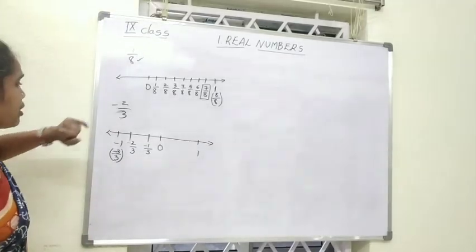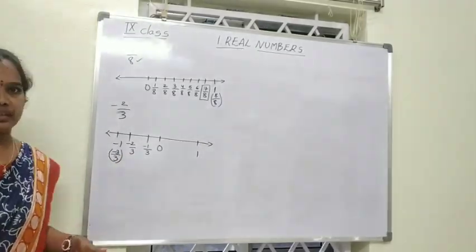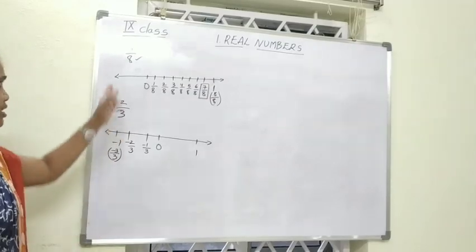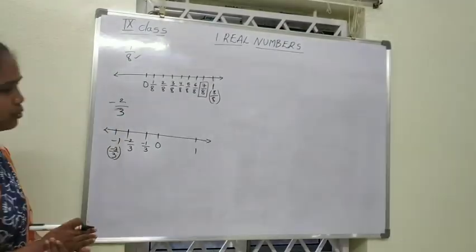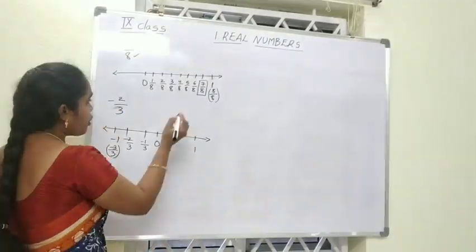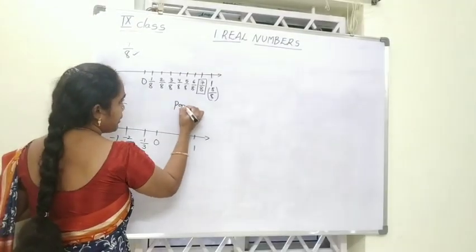Okay. So now fractions are 2 types. Fractions are 2 types. These are fractions only. Fractions are two types. What are they? Proper, improper. What are they? Proper.